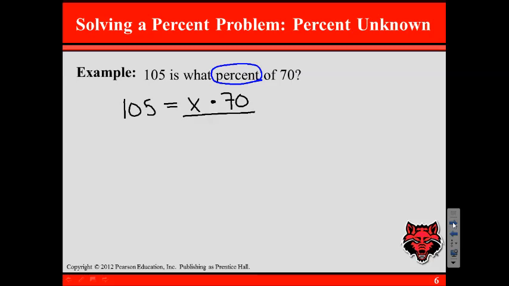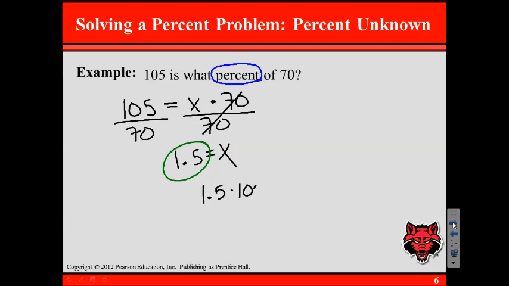So again, we want to solve for x, so we divide both sides by 70. The 70's cancel on the right side. We have x equals 105 divided by 70, which will give us 1.5. Now, like I mentioned at the beginning, we haven't dealt with the fact that we want a percent as an answer. Right now, we have a decimal. That's what 1.5 represents. To go from a decimal to a percent, remember we multiply by 100. So we take 1.5 times 100, and that will give us 150%.